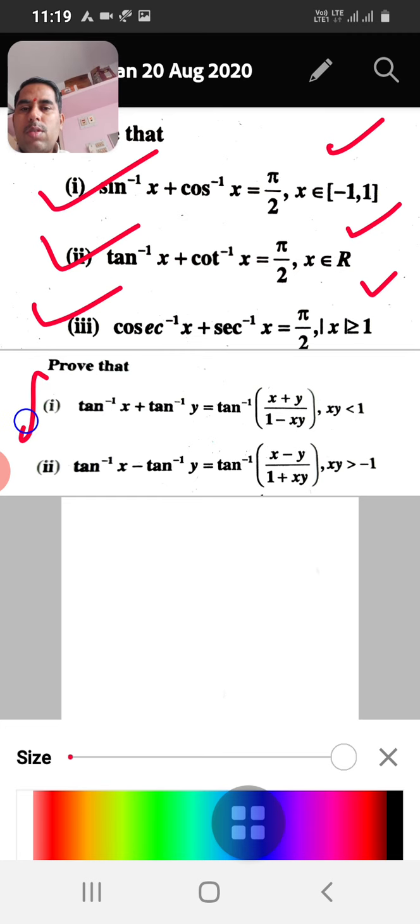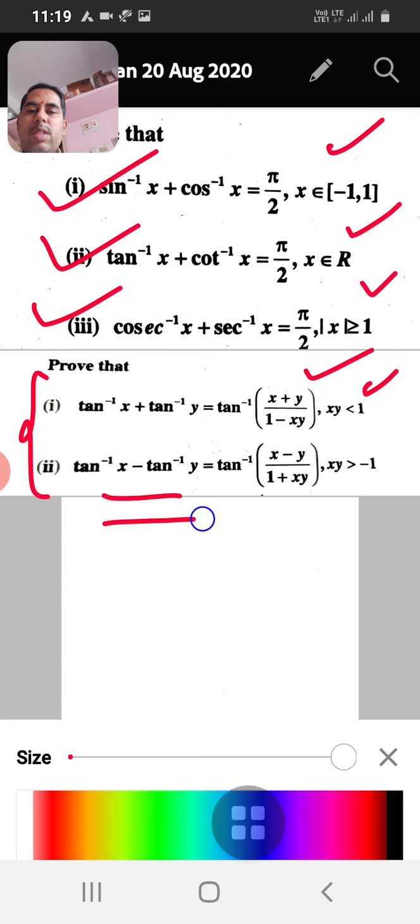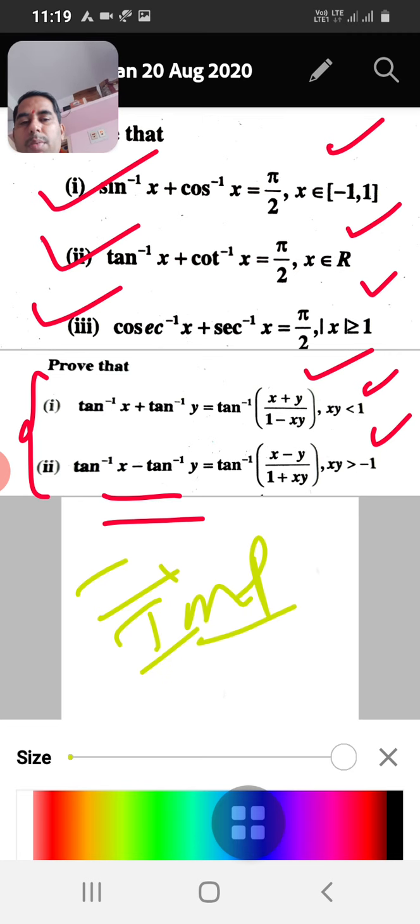Also, other two important properties. Prove that tan inverse x plus tan inverse y is equal to tan inverse of x plus y divided by 1 minus xy. Condition is xy should be less than 1. Similarly, tan inverse x minus tan inverse y gives tan inverse of x minus y divided by 1 plus xy, where xy is greater than minus 1. So these are very important properties. You have to practice the proofs, and these are very simple properties. You have to remember the results.